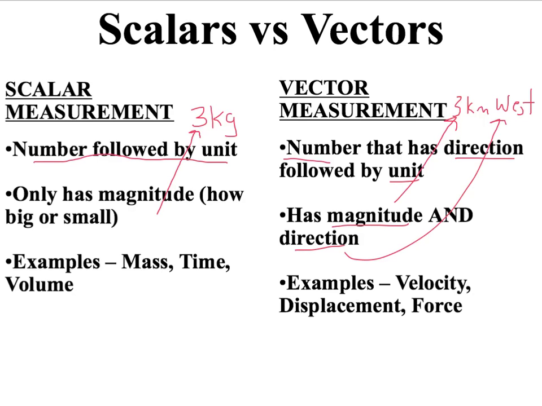Some good examples of scalars are mass, like that 3 kg that's up there. I could have also written 3 seconds or 3 milliliters as a volume. Some examples of vectors would be velocity, like 3 meters per second west, or we've used -3 meters per second. That gives us direction. Displacement had direction, because that could be positive or negative, east or west, something like that. And force is a vector as well. And that's why we're talking about scalars and vectors today, because it has to do with force.